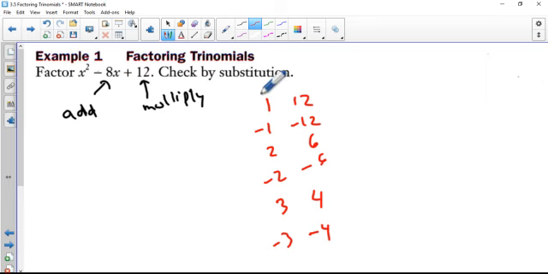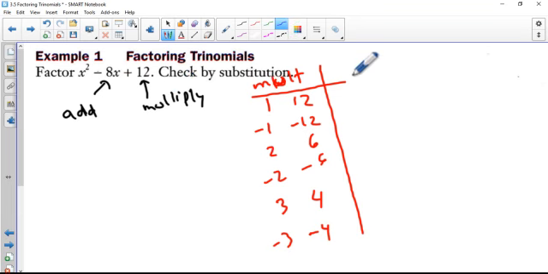So these are all the factors that multiply to give us 12. Also 1 times 12, this would all give us positive 12.